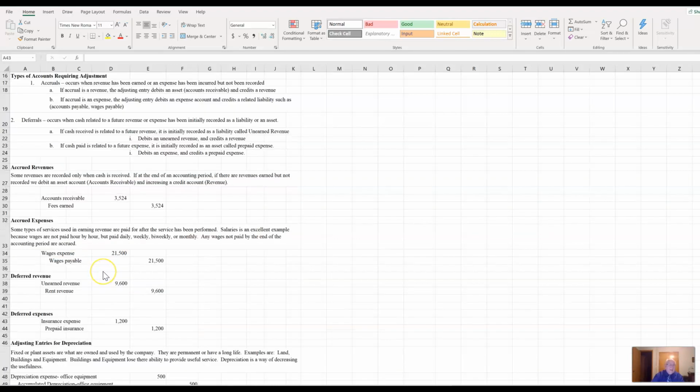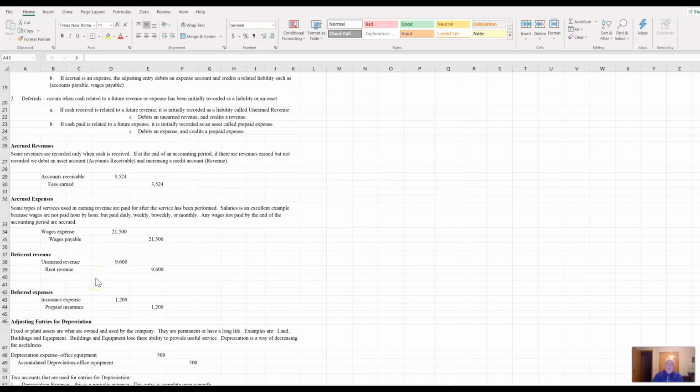Accrued expenses is the wages. You have some people working for you. They've done work for you, and you haven't paid them yet because it's not Friday. So an example there would be wages expense and wages payable. Those are accrued expenses. Deferred revenues when they pay you ahead of time.